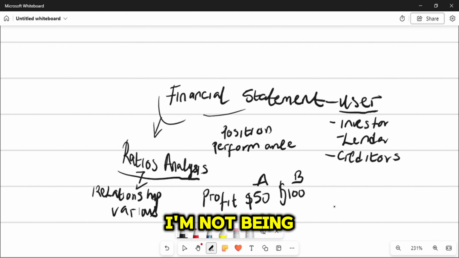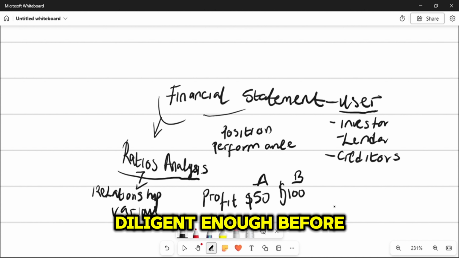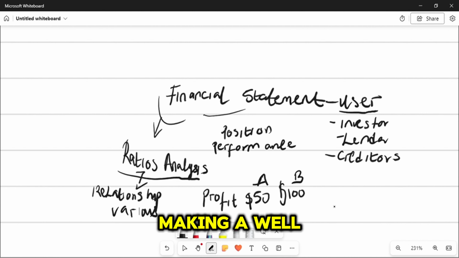It means that I'm not being diligent enough before I invest, and I'll probably be investing wrongly, because I'm not making a well-informed decision. I cannot make a decision based on this. For me to decide if I should invest in either A or B, I have to compare these figures to other figures in their financial statements.